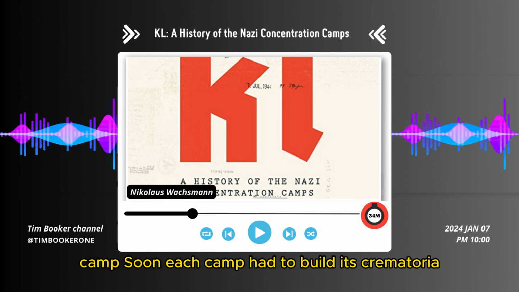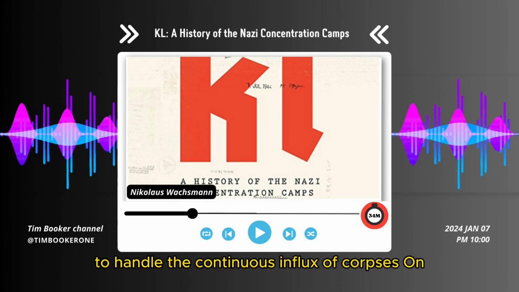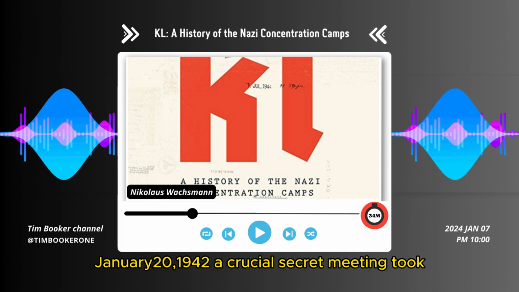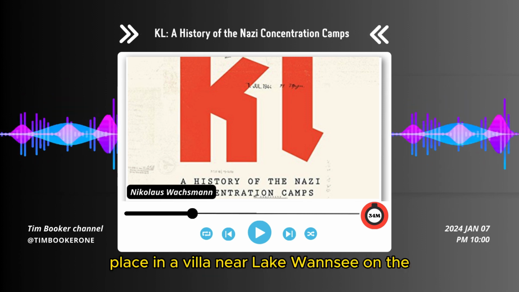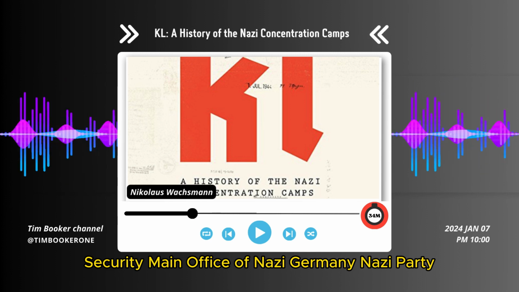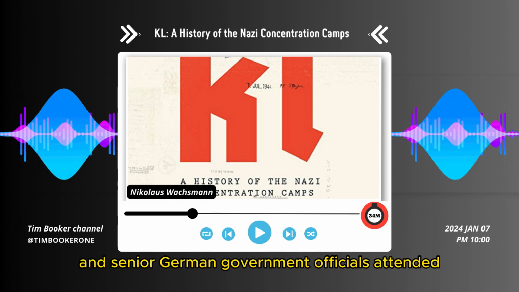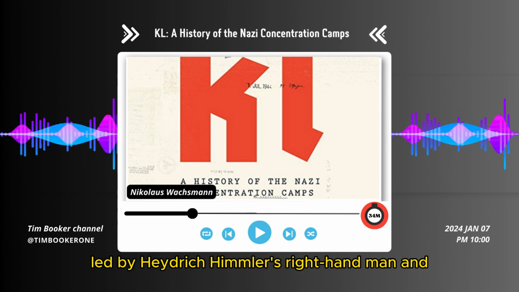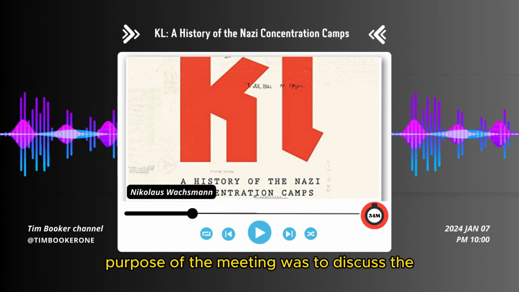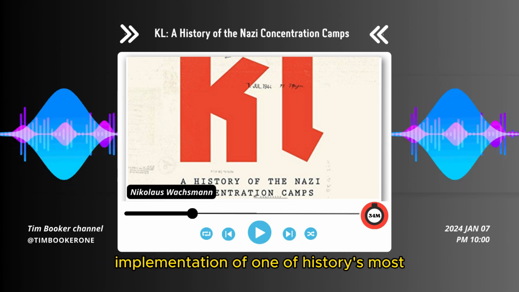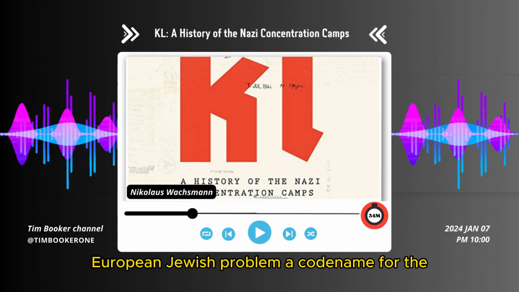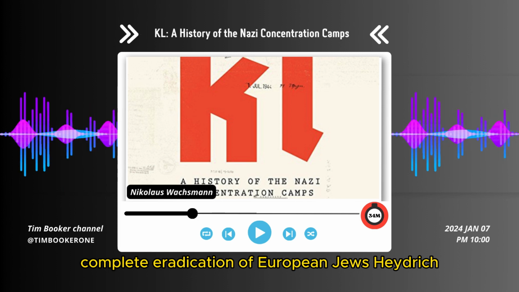Soon, each camp had to build its crematoria to handle the continuous influx of corpses. On January 20, 1942, a crucial secret meeting took place in a villa near Lake Wannsee on the outskirts of Berlin, the guest house of the Reich Security Main Office of Nazi Germany. Nazi Party and senior German government officials attended, led by Heydrich, Himmler's right-hand man and head of the Reich Security Main Office. The purpose of the meeting was to discuss the implementation of one of history's most horrifying crimes, the final solution to the European Jewish problem, a codename for the complete eradication of European Jews.